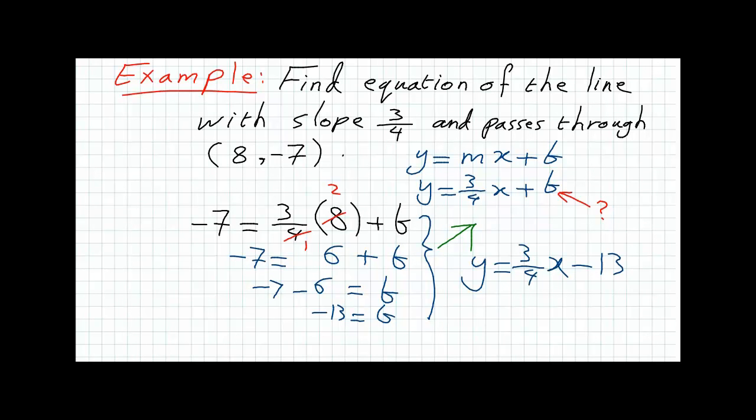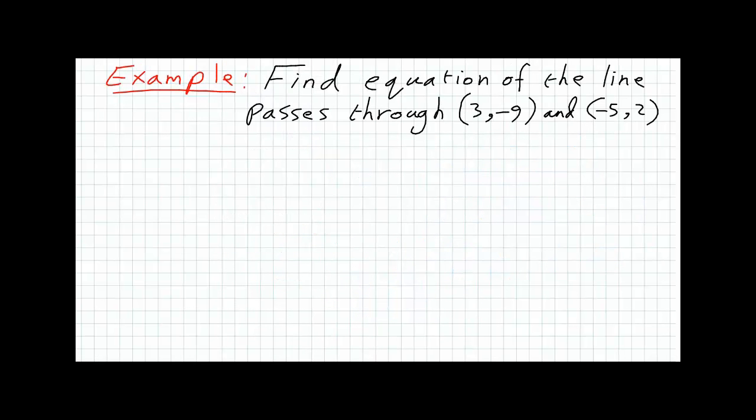Finally, if you are given only 2 points the line passes through, so no slope is given to you, no y-intercept is given to you, how do we find the equation of the line? Let us see the following example. Find the equation of the line that passes through the points (3, -9) and (-5, 2). So y equals mx plus b.